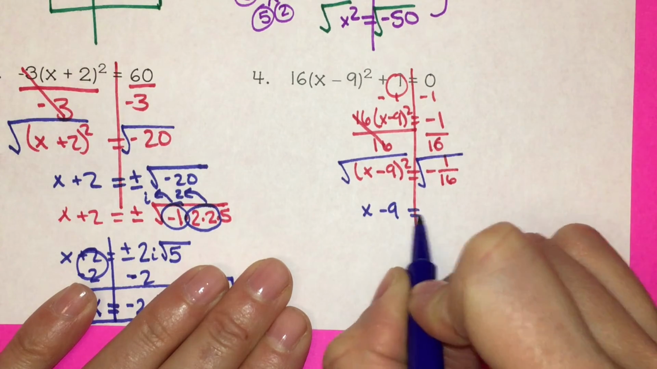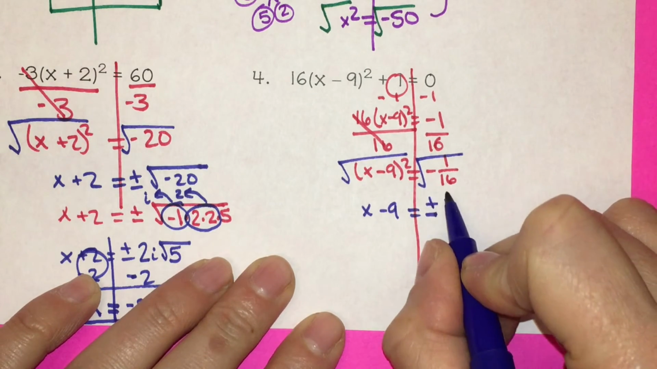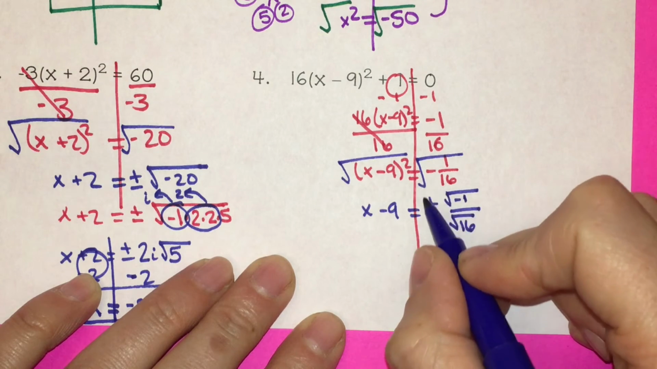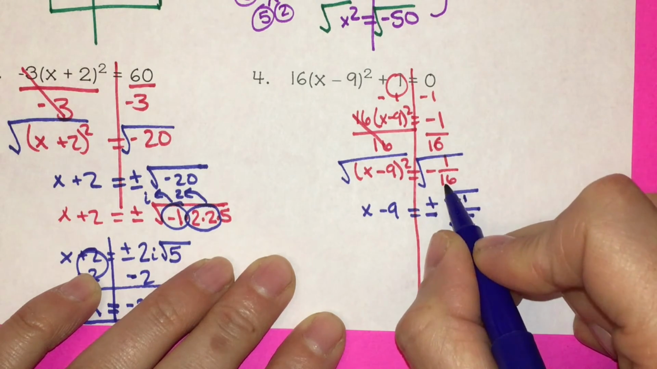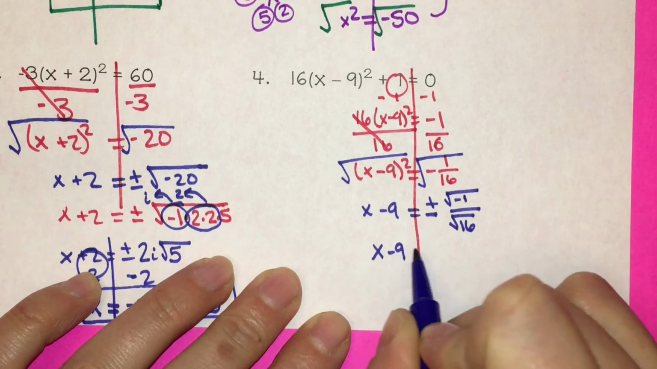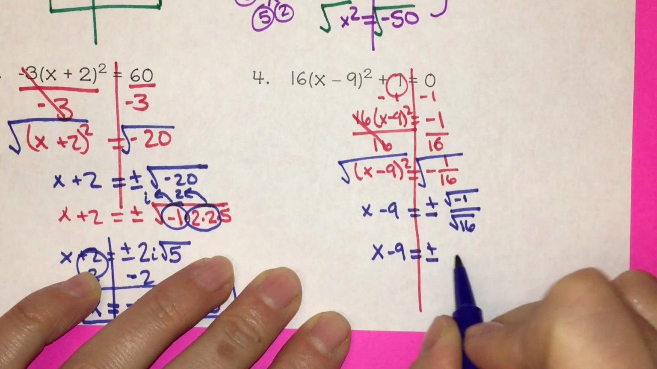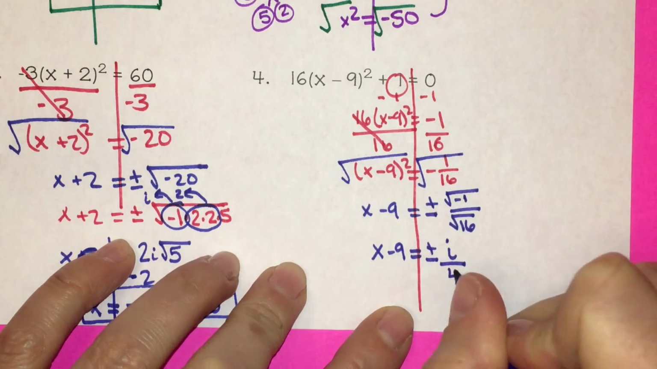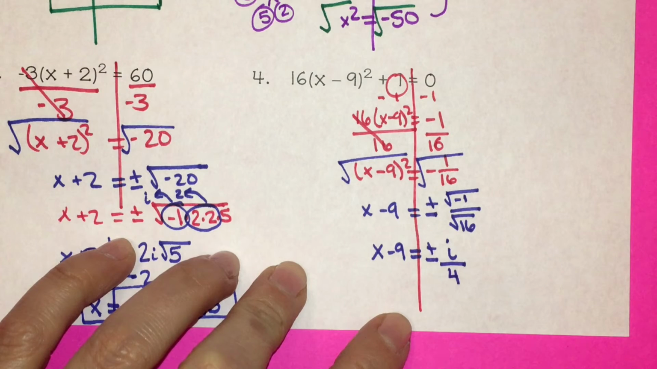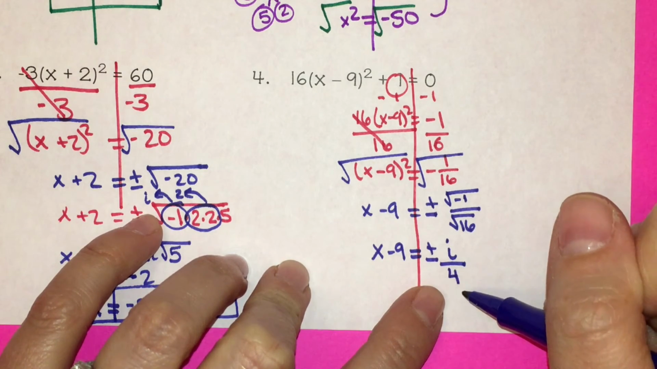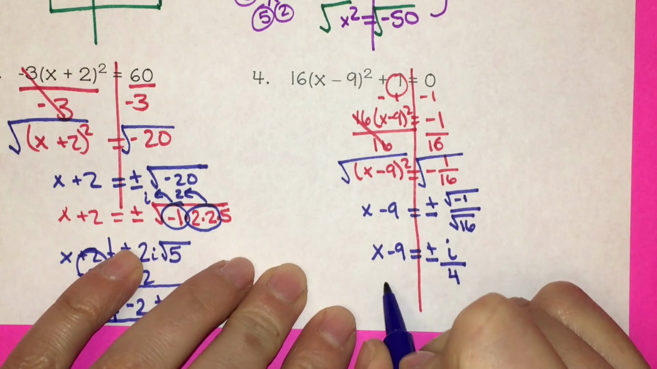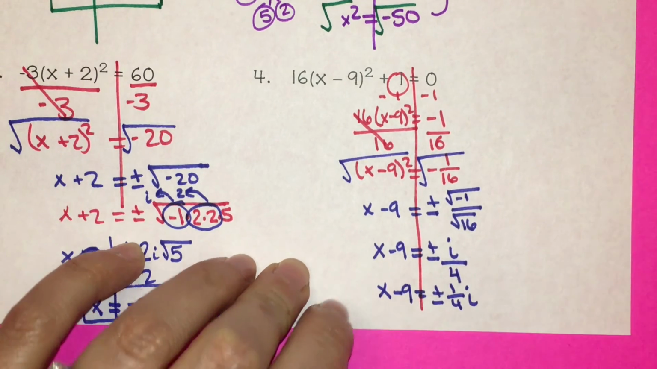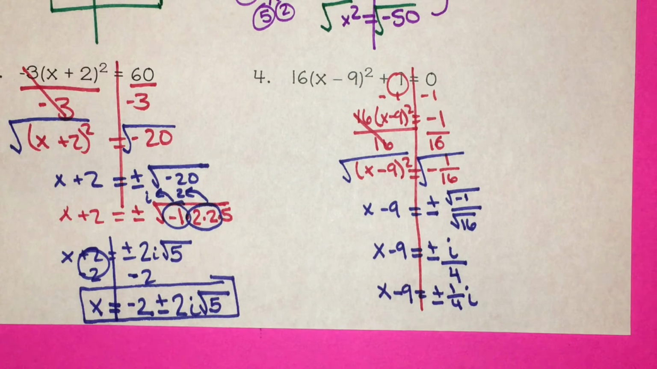So I have x minus 9 equals plus or minus square root of negative 1 over square root of 16. Again, when you have the fraction and you took the square root of the whole thing, take the square root of the top, square root of the bottom. So I have x minus 9 equals plus or minus square root of negative 1 is i over square root of 16 is 4. Well, i over 4, think of it as there's 1 i over 4, and 1 over 4 is 1/4. So this is the same thing as x minus 9 equals plus or minus 1/4 i. That's the exact same thing, and it makes a little more sense when you have the 1/4 times i.